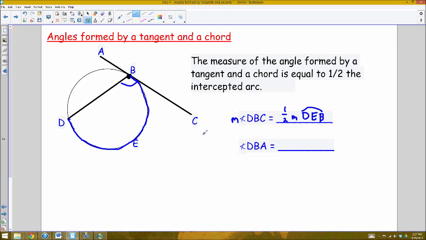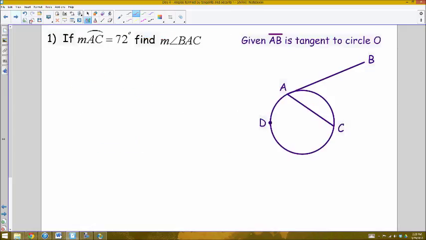Similarly, if I wanted the measure of angle DBA, this angle, I can trace its arc and I find that the measure of angle DBA is 1/2 the measure of arc DB.